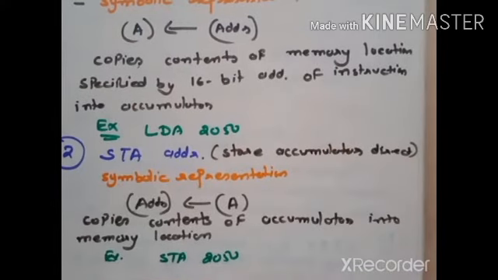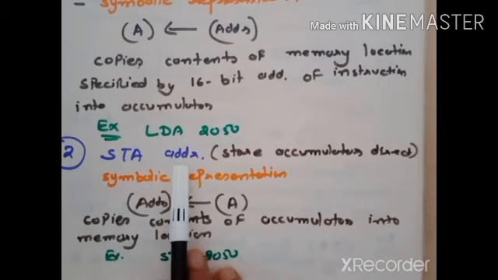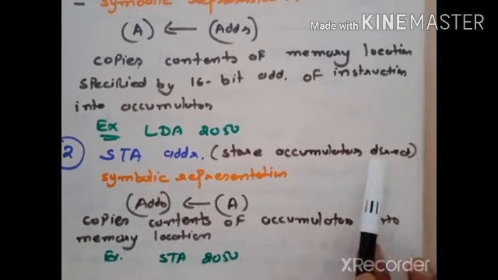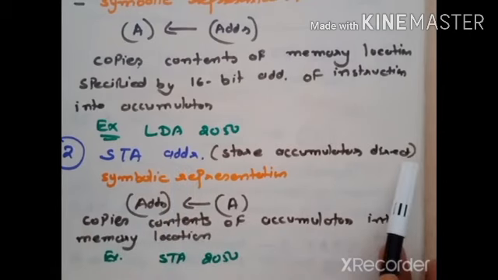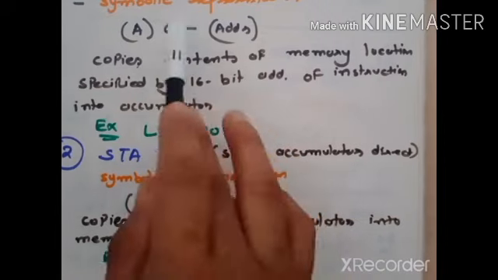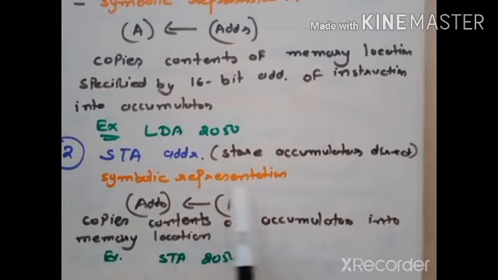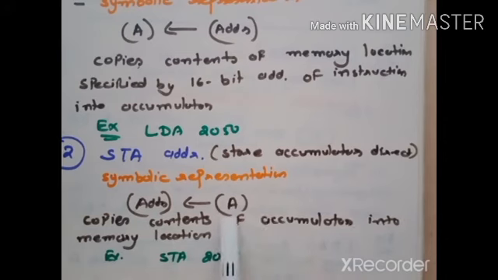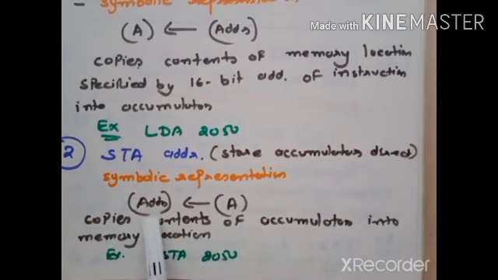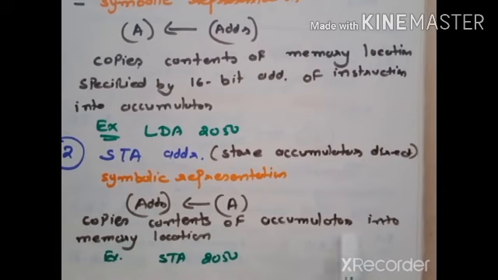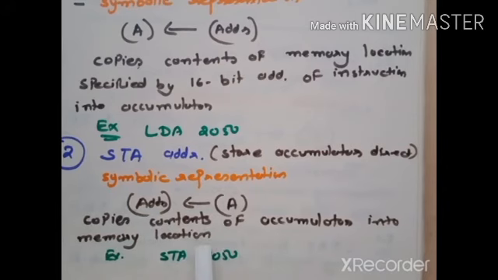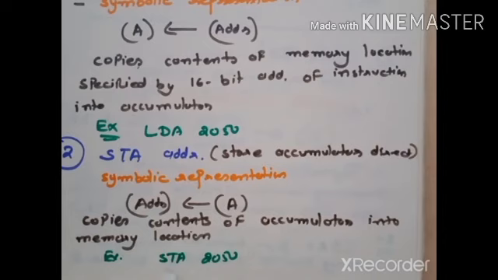Then the next instruction, STA address. STA means store accumulator direct, that means the content of the accumulator is transferred to the direct address. It is the opposite of LDA. Symbolic representation: the content of the accumulator is transferred to the address. It copies the content of the accumulator into the memory location. Example: STA 2050, the content of the accumulator is transferred to 2050.